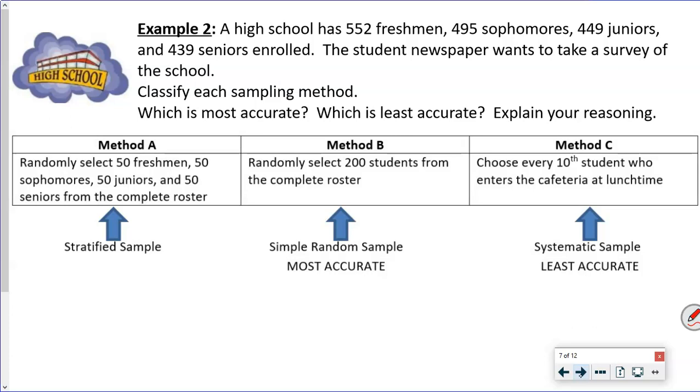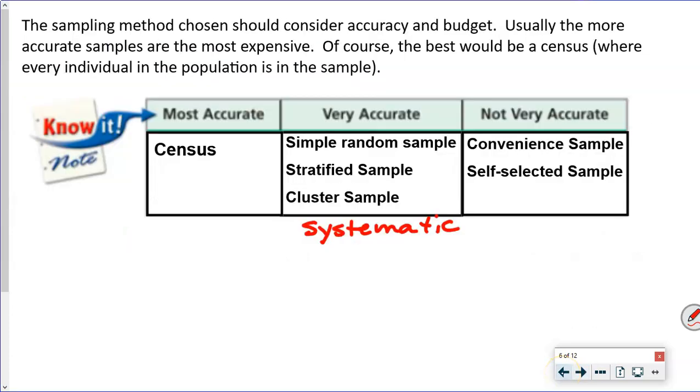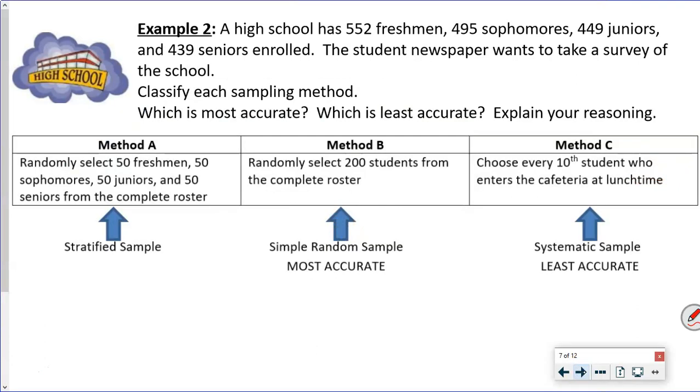Method B was randomly selecting 200 students from the complete roster. That's a simple random sample. And method C was choose every 10th student who enters the cafeteria at lunchtime. That's a systematic sample. So of these three, now let's go back because I'll show you all. This is the most accurate, right? This is the least accurate, okay? And they kind of move from there. So simple random is always going to be your most accurate, all right? So simple random would be the most accurate, systematic would be the least accurate, and stratified would be a little bit more accurate, okay?